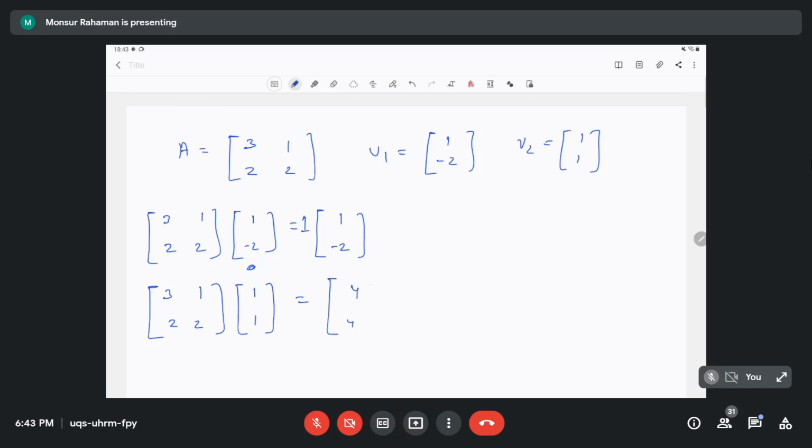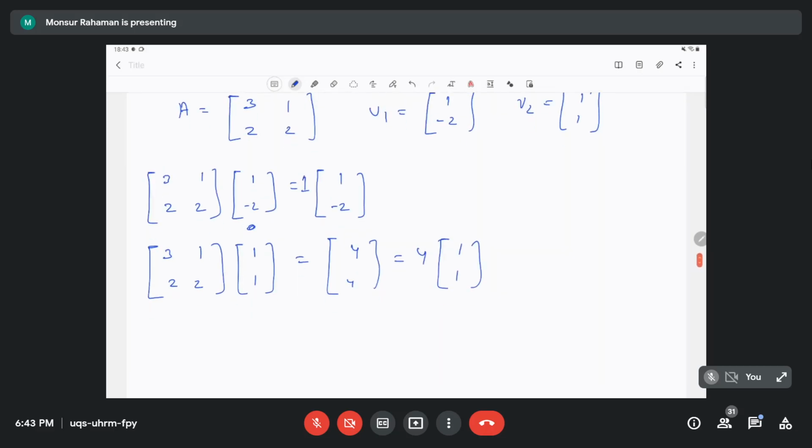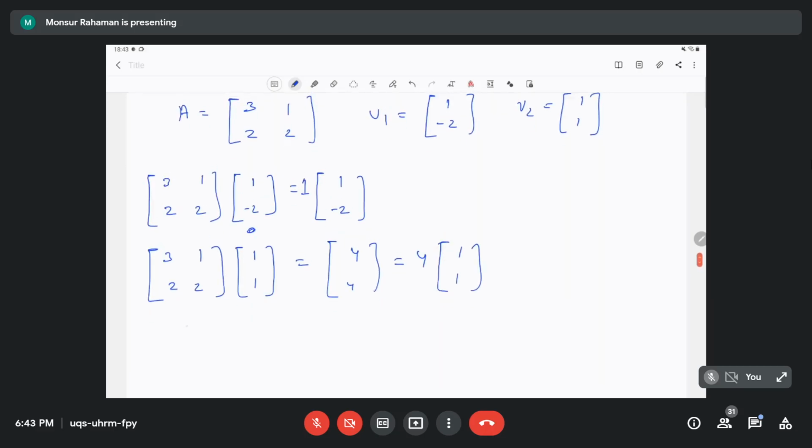So this is 4, 1, 1. Corresponding to V2, the eigenvalue is 4. So if you find the diagonal matrix, it will be 1 and 4, with 0, 0. So P inverse AP.